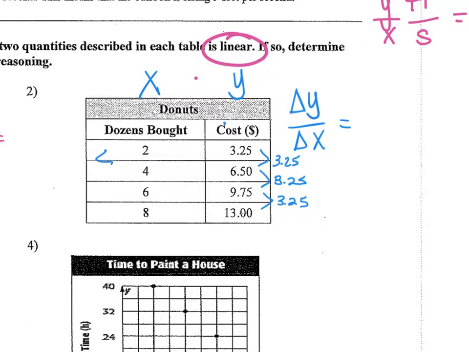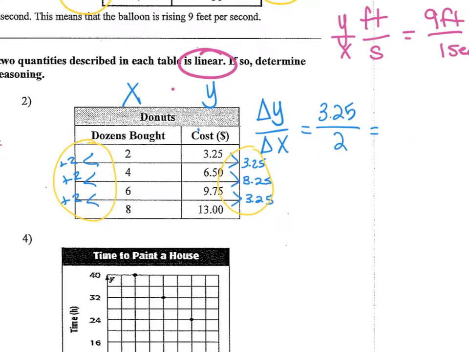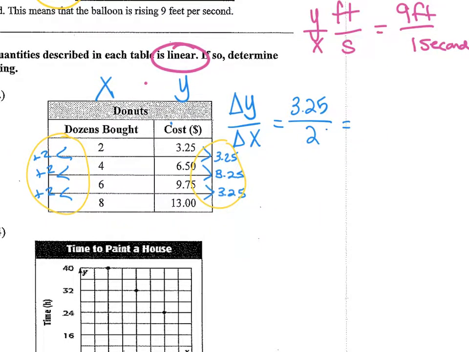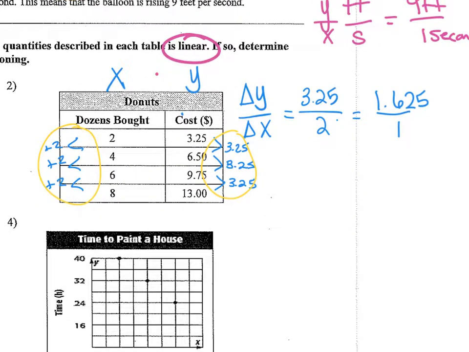My change in x, from 2 to 4 plus 2, 4 to 6 plus 2, 6 to 8 plus 2. Since these are all the same, and these are all the same, my change each time for the y value was 3.25, and my change in the x value was 2 each time. So what I want to do is reduce that down. I want it to be a number over 1. So 3.25 divided by 2 is 1.625 over 1.